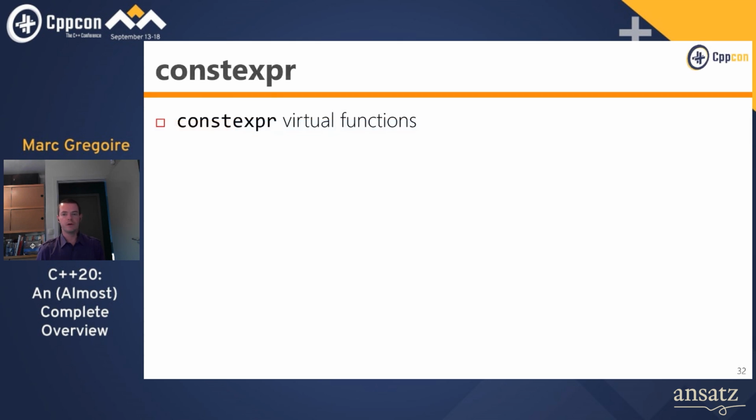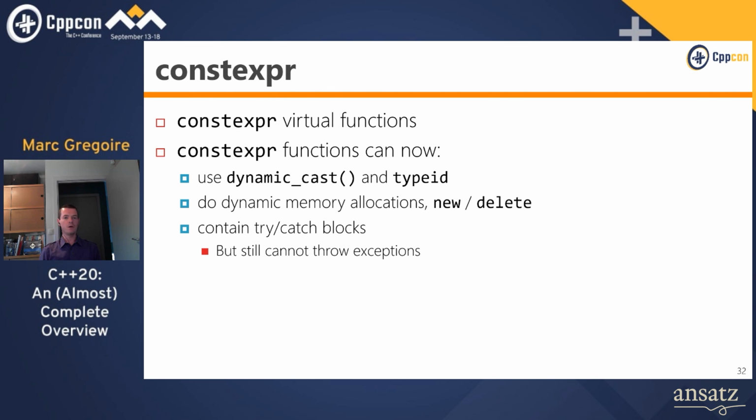Changes to constexpr. So now virtual functions can be marked as constexpr. And a constexpr function can now also include calls to dynamic_cast and can use typeid. They can now actually do dynamic memory allocations using new and delete, but there is one caveat here. You need to make sure that you're using the global new and delete functions.